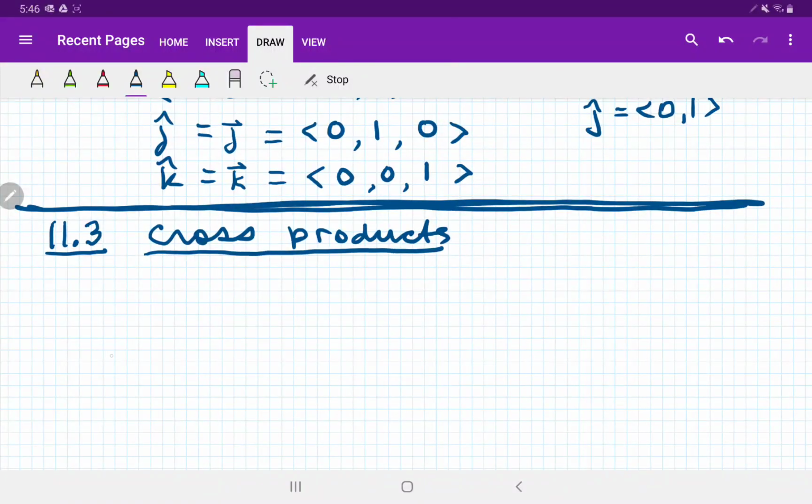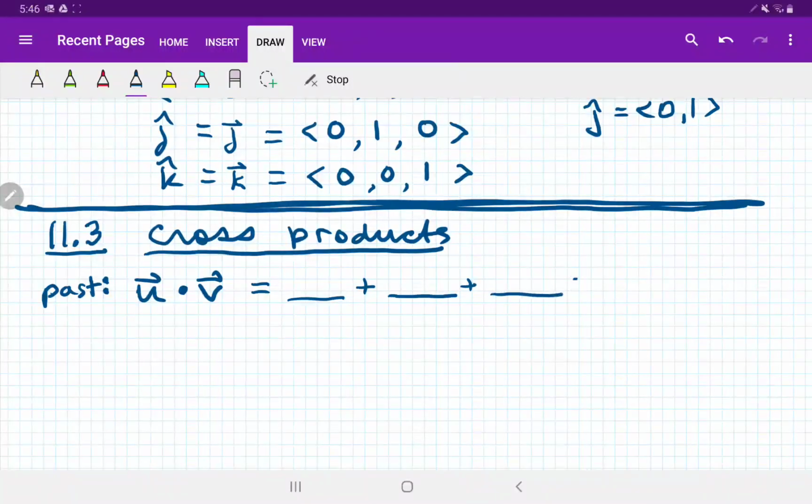Okay, so cross products. Okay, so if you have U dot V, what was that called? So this is the past. And by the past, I mean 11.2 and then also chapter 6. Okay, so what was the dot product? Okay, so do you remember what the dot product was? So you multiply, then you add. Then you multiply, then you add. Then you multiply, and then you get a number. Okay, that was your plan. Okay, so you multiply, multiply, multiply, and then you add. Now, this is called a dot product.